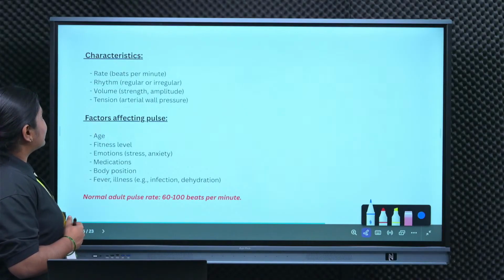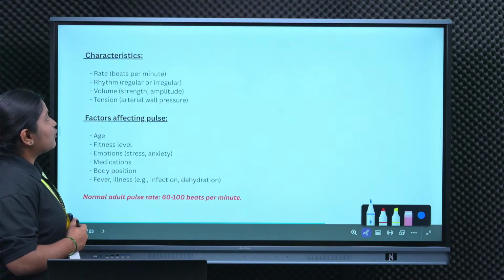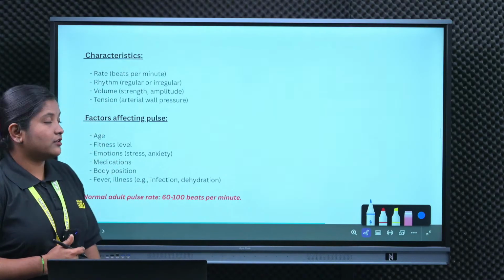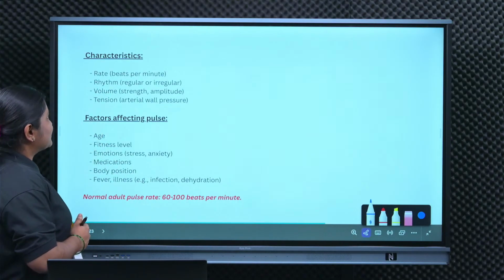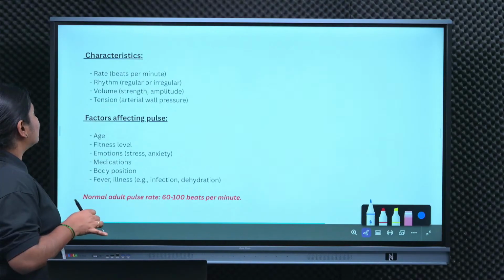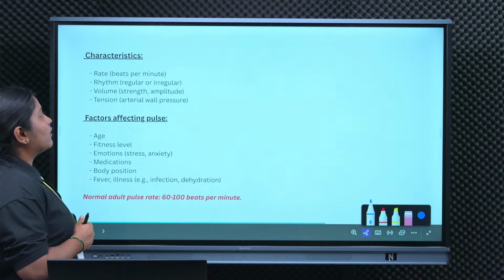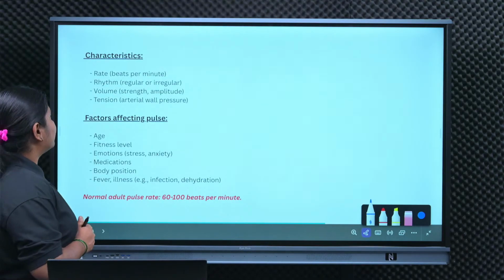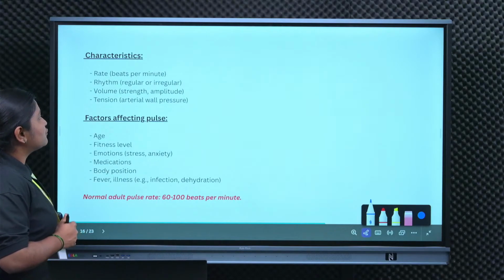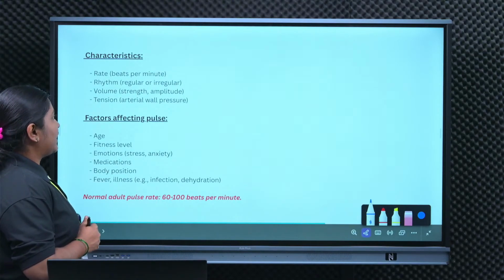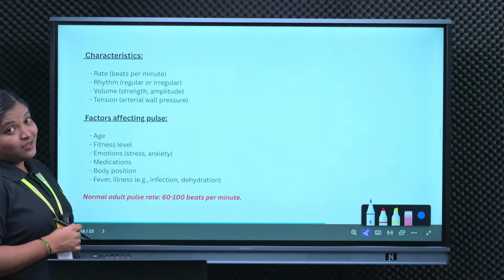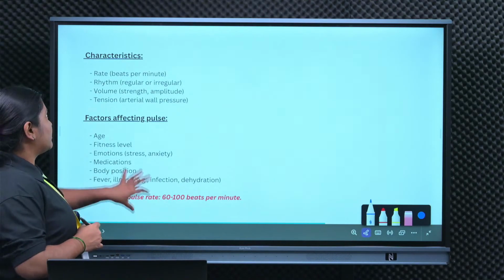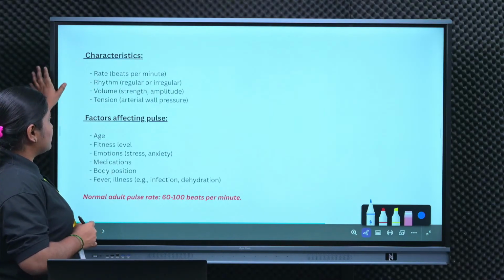Now we can see the characteristics. The rate: we calculate beats per minute. So what is the normal pulse rate? If you know, please do comment down. Rhythm: regular or irregular rhythm, we get to know. The next one is volume, the strength or amplitude we are going to see. And tension, the arterial wall pressure, we see by assessing the pulse. So these are the characteristics you should know.